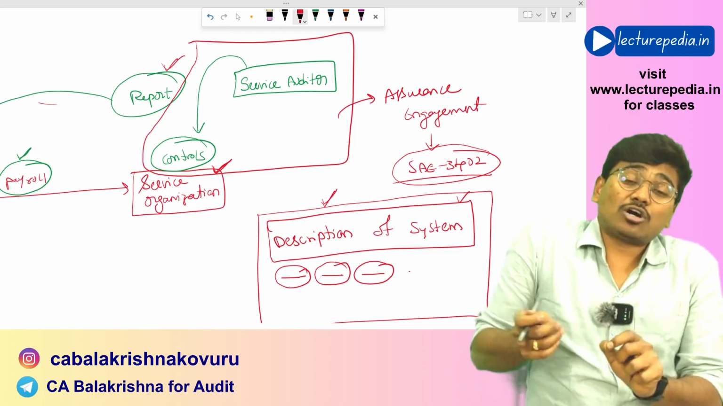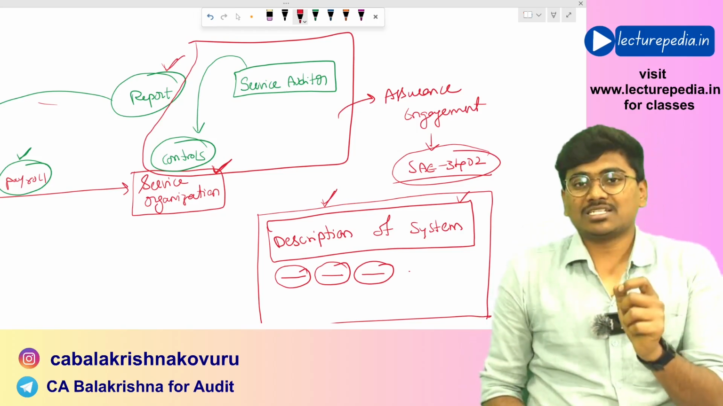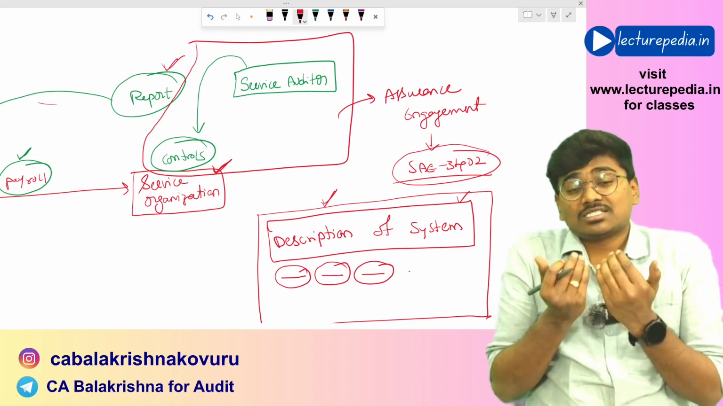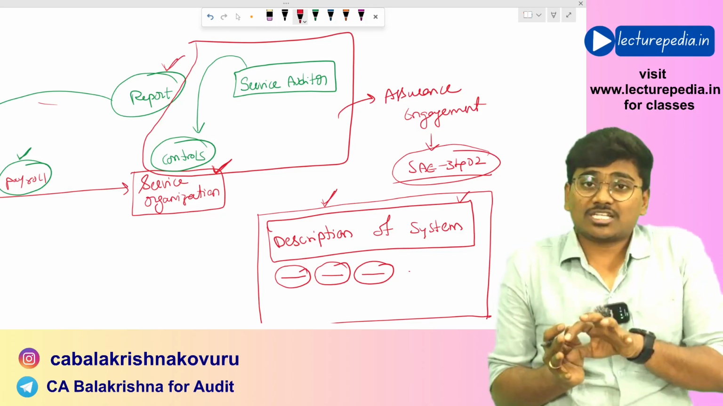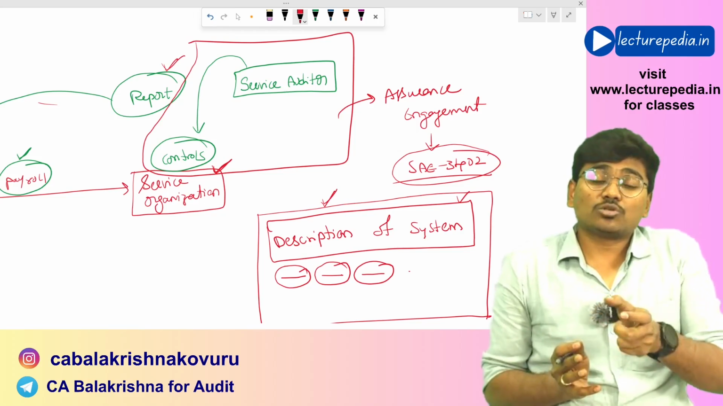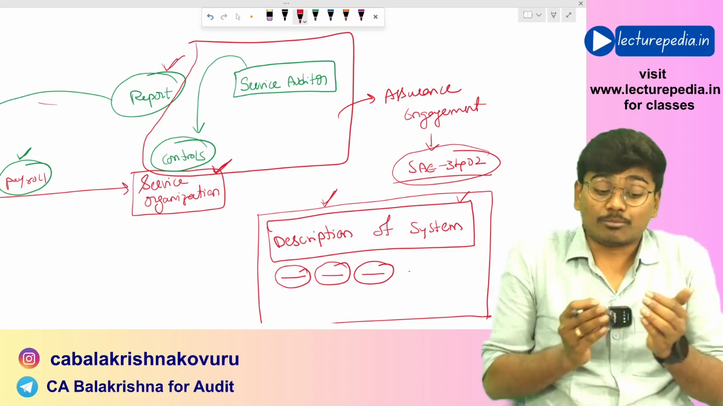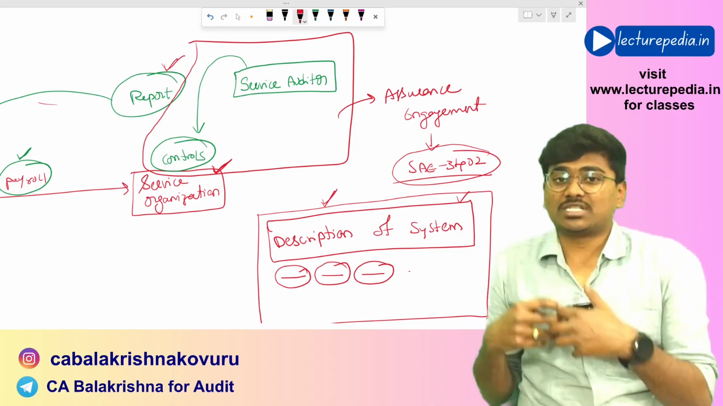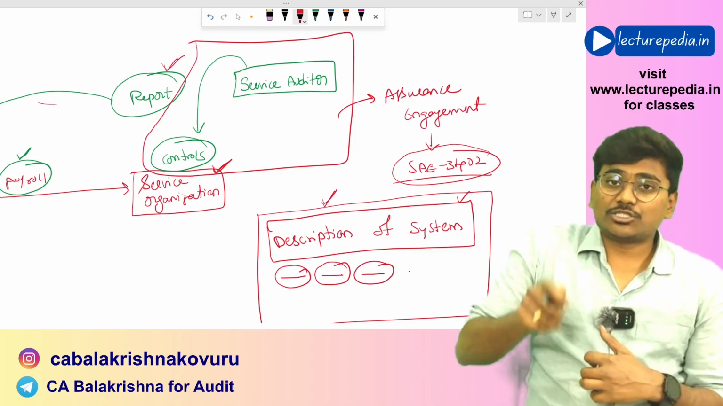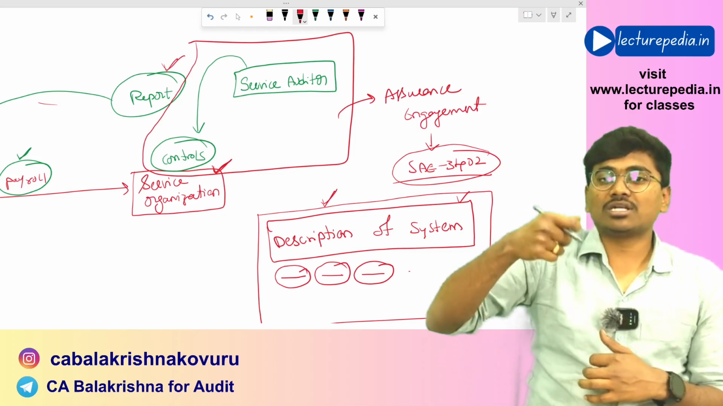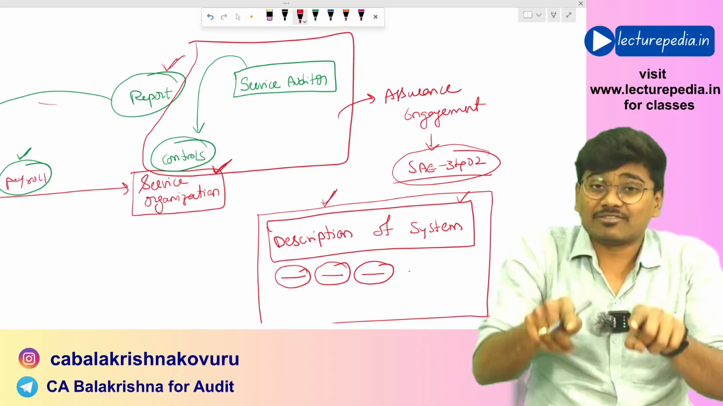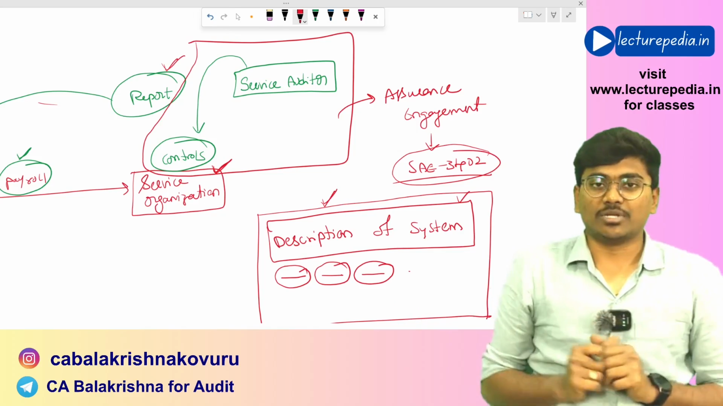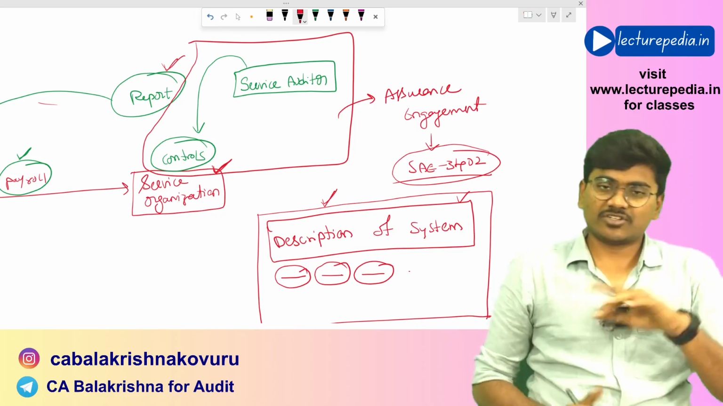Now if the service organization appoints an auditor to provide assurance on the controls of the service organization itself, not the controls related to the services it provides, but the controls it has with respect to itself, then for that type of engagement, SAE 3402 is not applicable. Hope that is clear. That is the first situation.